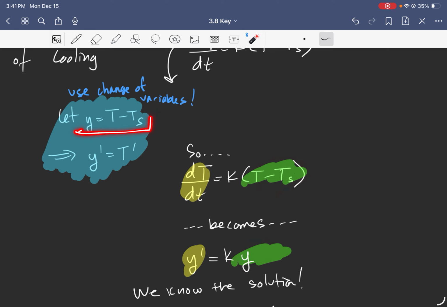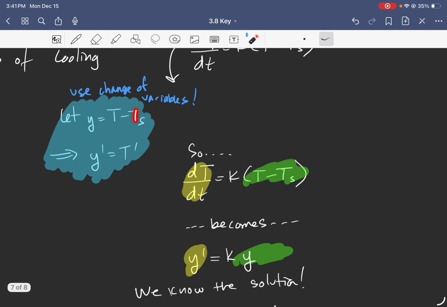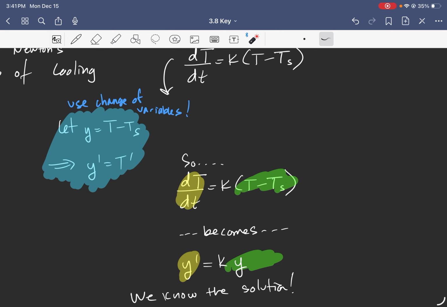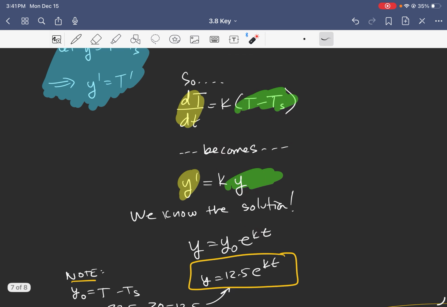But then if you take the derivative with respect to time of both sides, the surrounding medium we are assuming is constant. And so the derivative of this just tells you that y prime is equal to T prime. So T prime is y prime, all of this is y, and k just stays k. And so now there's a differential equation we know the answer to. The answer to that one is this.